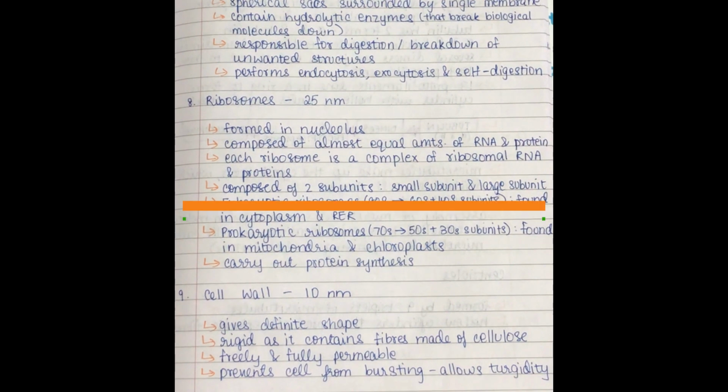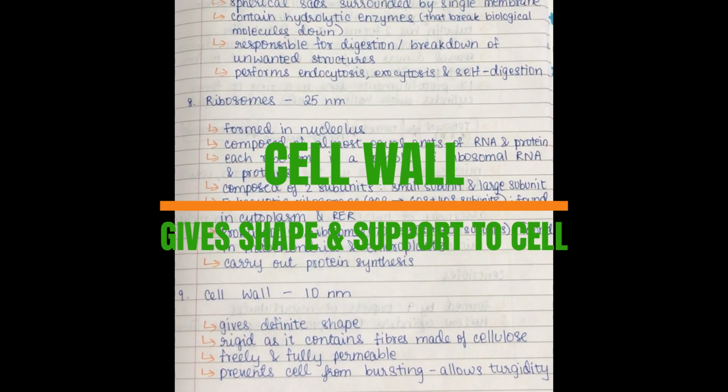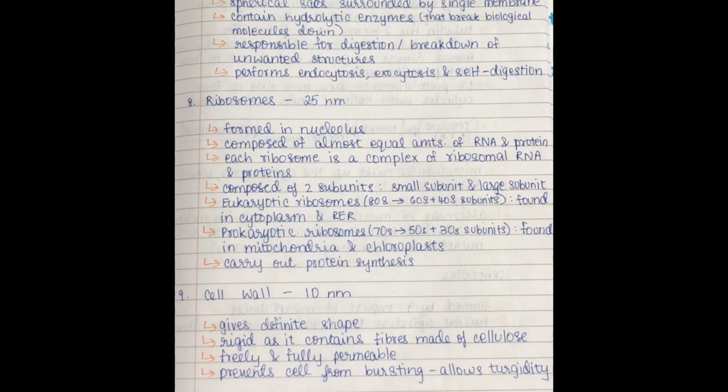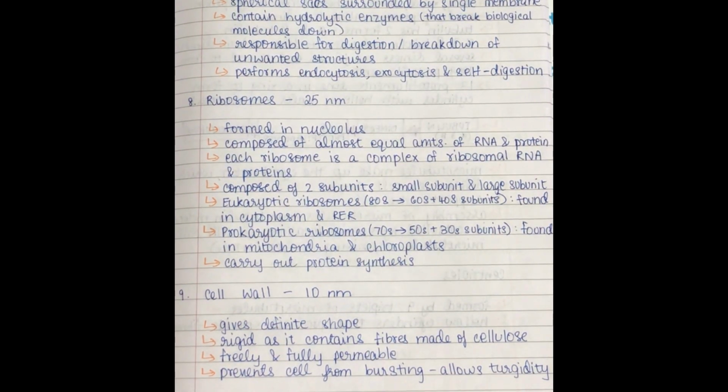Now, cell wall is a cell structure which we've learned from childhood. It is fully permeable. It prevents the cell from bursting. This is something we learnt in our IGCSEs, so it allows turgidity. The cell wall is rigid as it contains fibers made of cellulose, and the cell wall gives a definite shape to the cell.